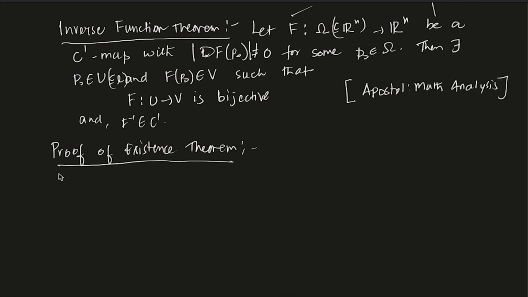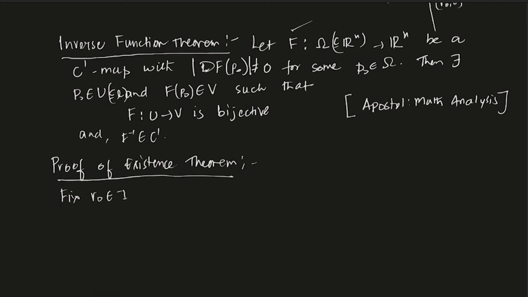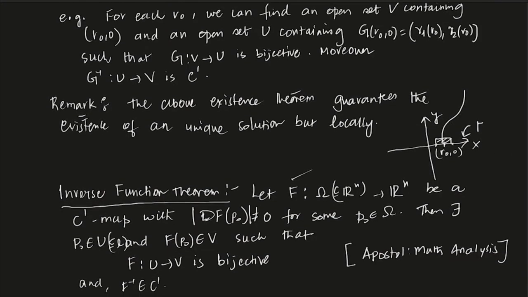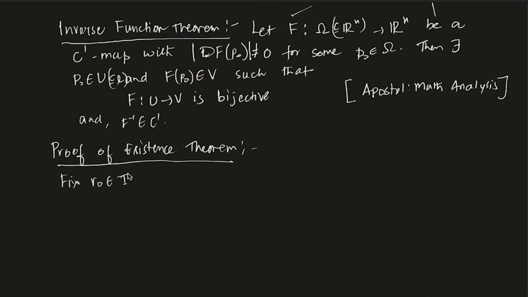For existence, first of all you fix an r naught in I, in that interval wherever you are taking the parameterization. So what are we doing? You fix an r naught here. R is the parameter, you are parameterizing the initial curve, and r naught is one of the points in it. We define, it is already defined, we are just writing it like this, g of rs to be x of rs and y of rs.